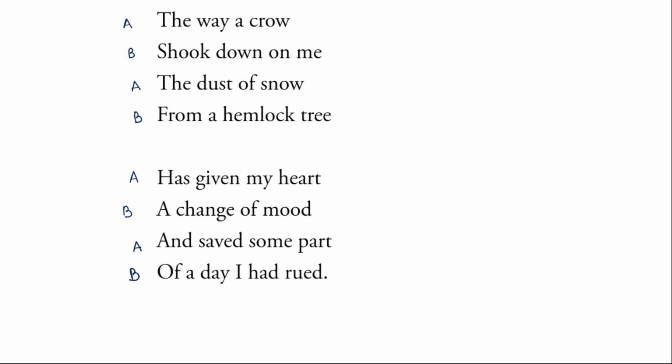So, when we take a glance at this poem, first we come to know that the poet has used an A B type of rhyming scheme. If you see here: crow, snow, me, tree, heart, part, mood, rude. That kind of A B rhyming scheme is used.